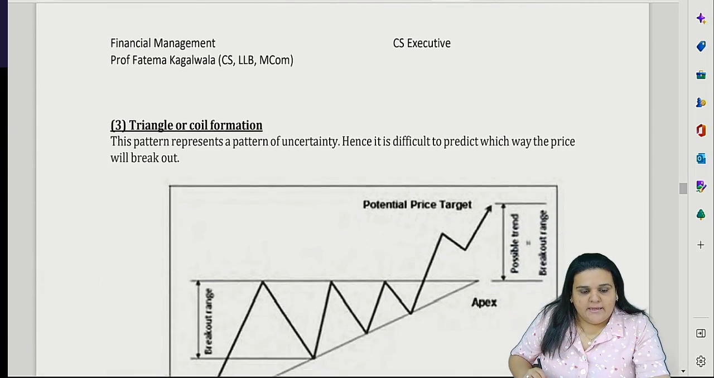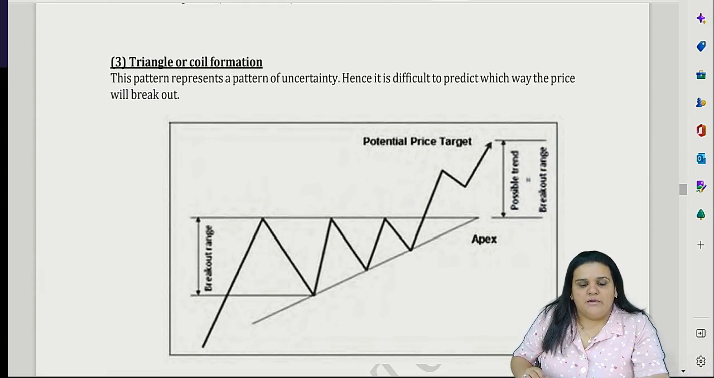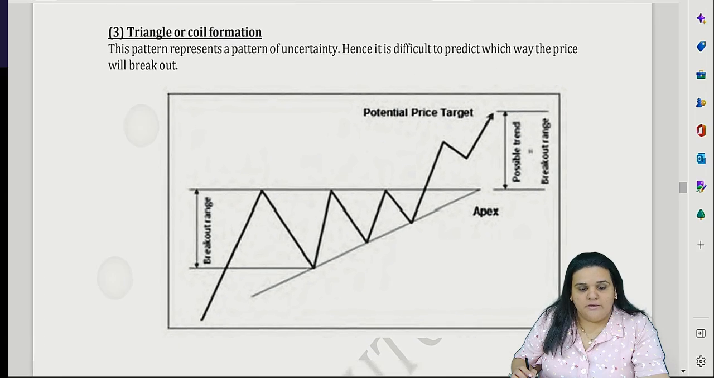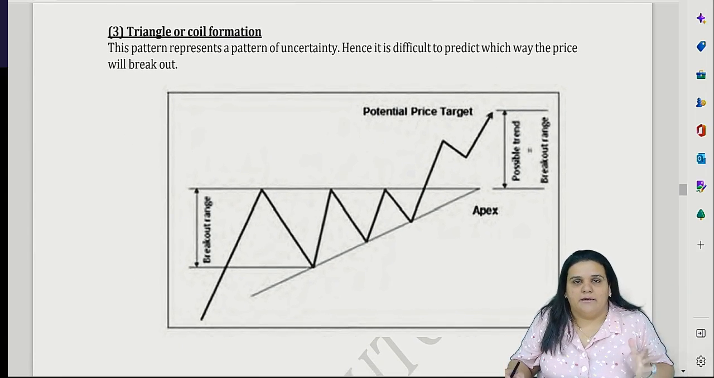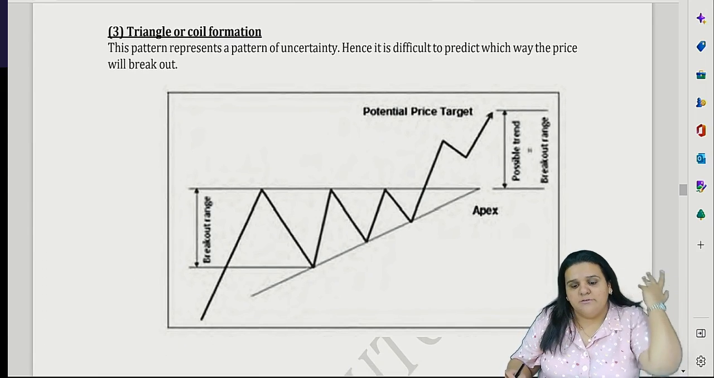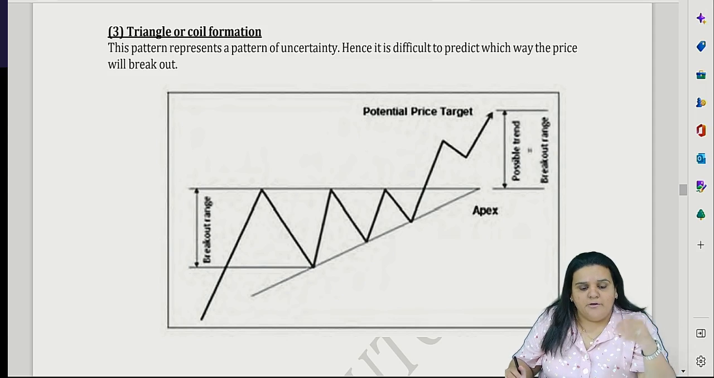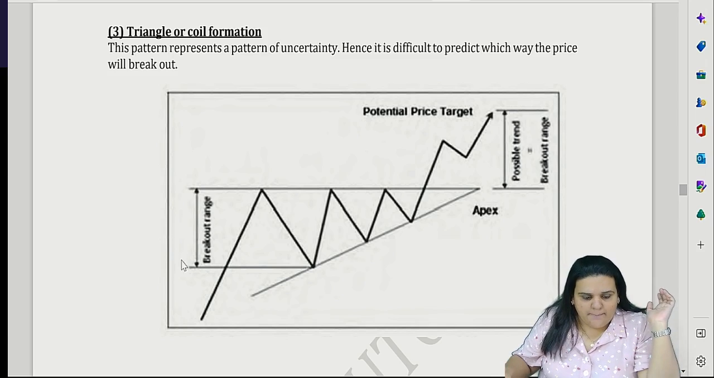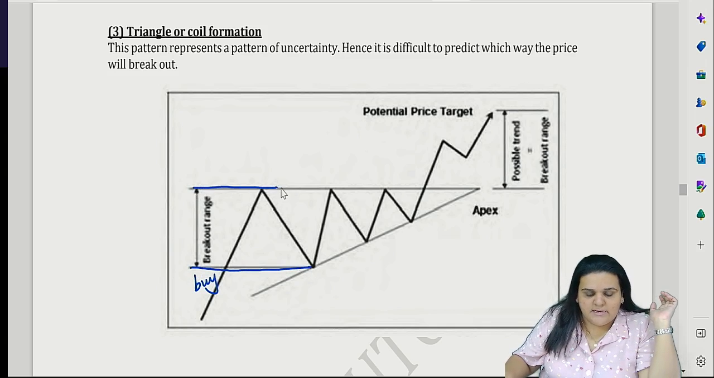Then we have triangle or a coil formation. Triangle or a coil formation means what? This is an aggressive market wherein the buyers and the sellers both are very aggressive, and because of which the pattern of this particular stock is in the form of a triangle. So what happens? This is the buy price. This is the buying line, and this is the sales.